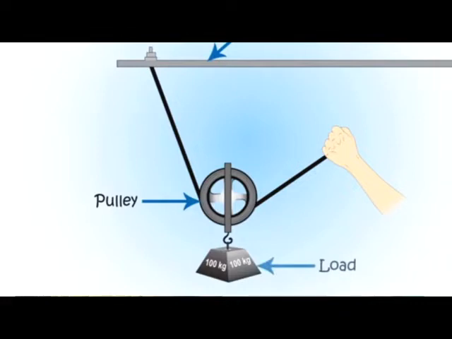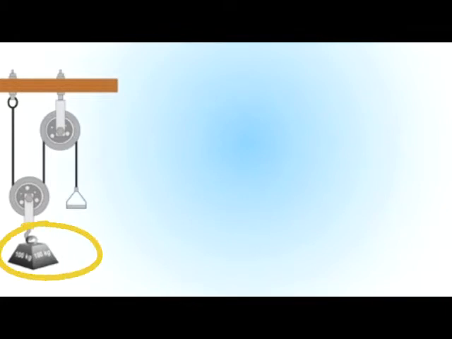With a single pulley, the effort is to be applied in an upward direction. However, it is inconvenient to apply an effort in an upward direction. Therefore, a movable pulley is used along with a fixed pulley to change the direction of effort. The load is attached to the axle of the movable pulley and the effort is applied in a downward direction at the free end of the string passed over the fixed pulley.